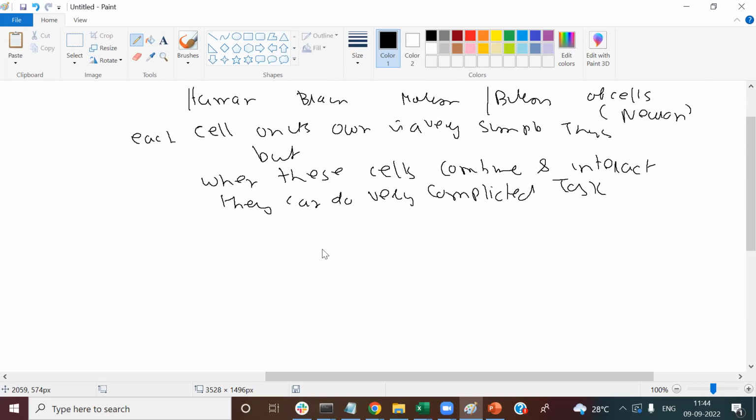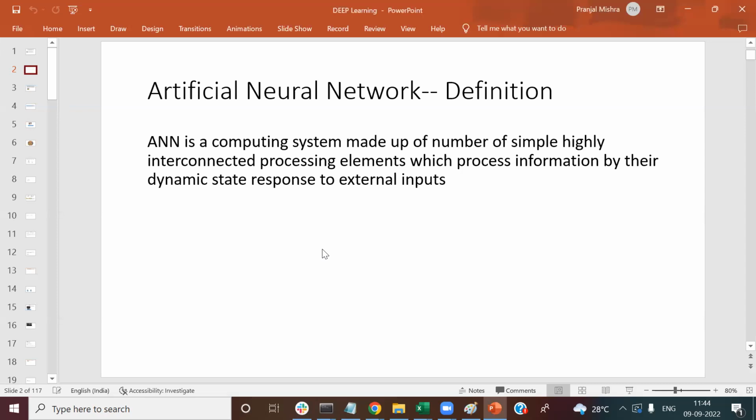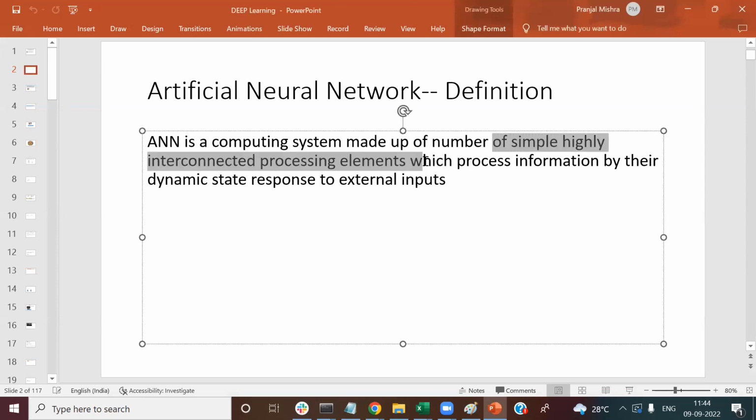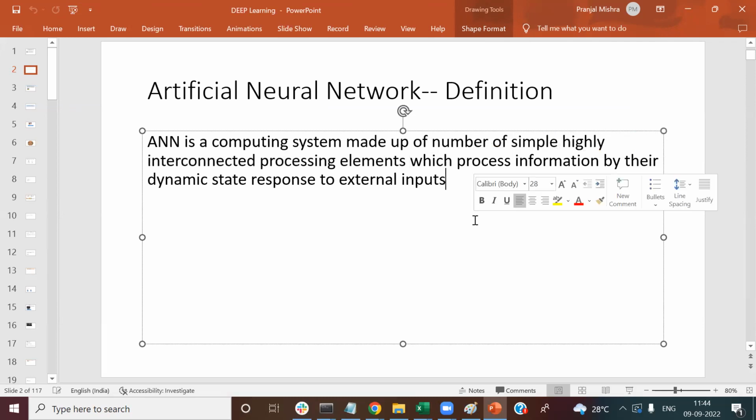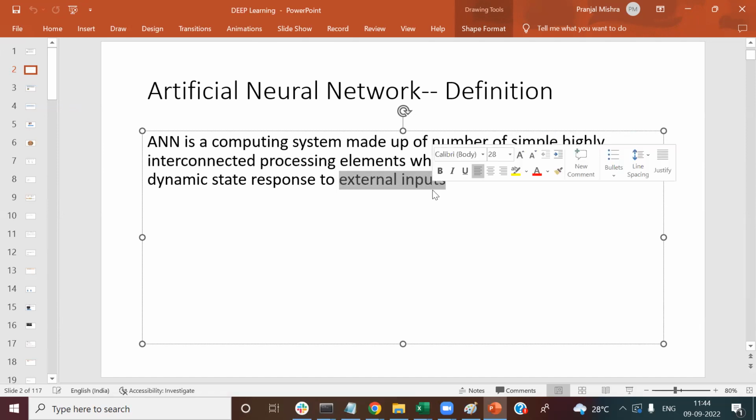And the very same thing is written over here. ANN is a computing system made up of simple, highly interconnected processing elements. This is nothing but a cell. Each cell processes information by its dynamic state, dynamic state as in the current state, the state of movement, in response to the external input. So each cell takes an input from the previous cell, does some calculation, and passes the information to another cell.